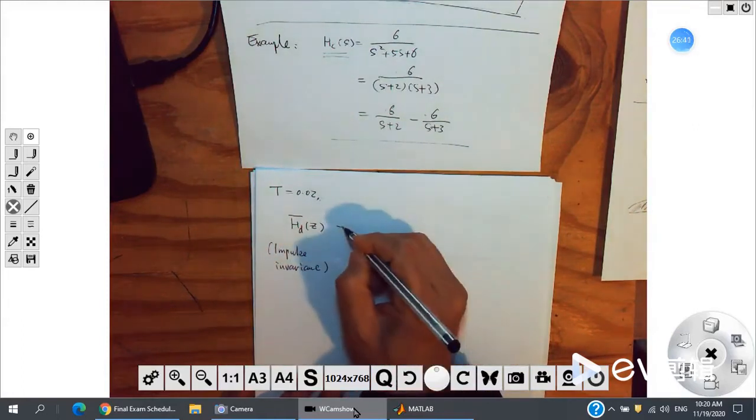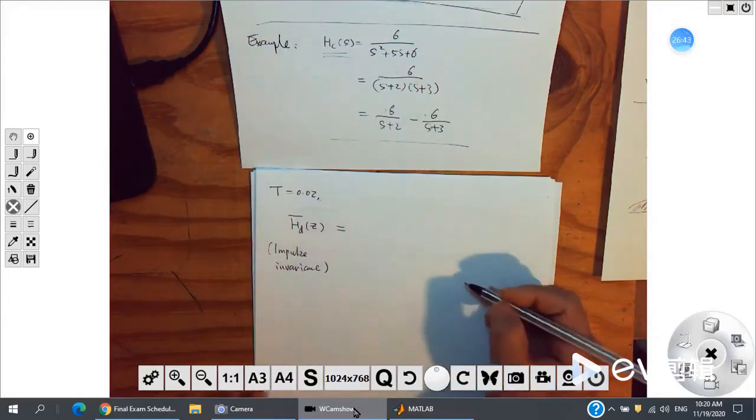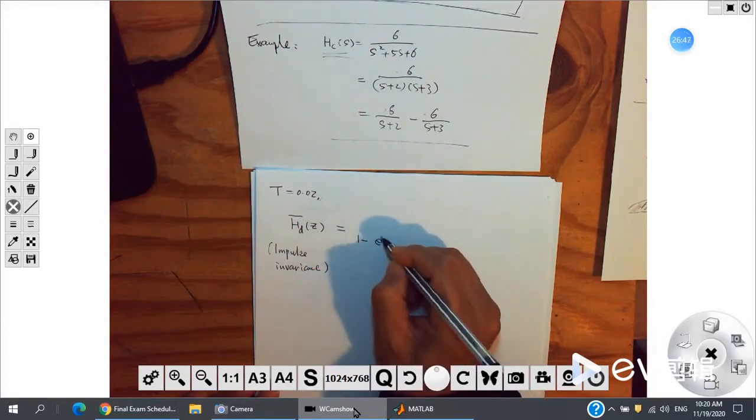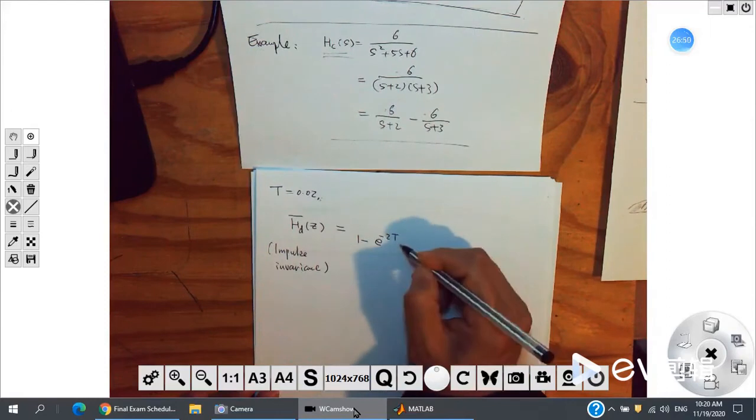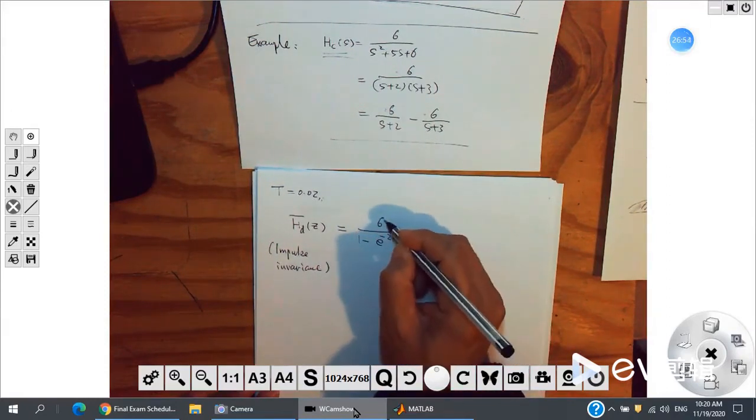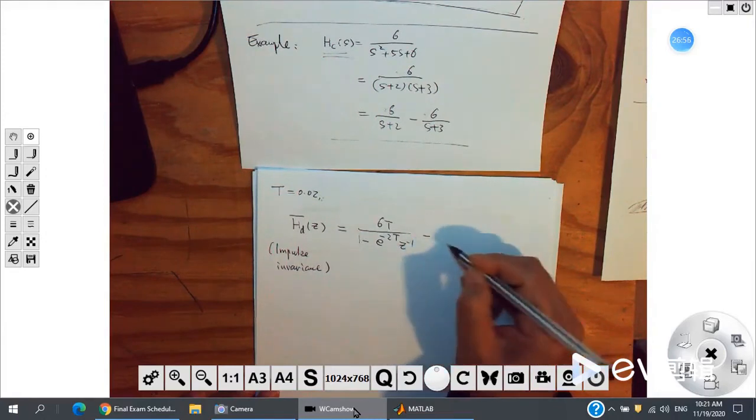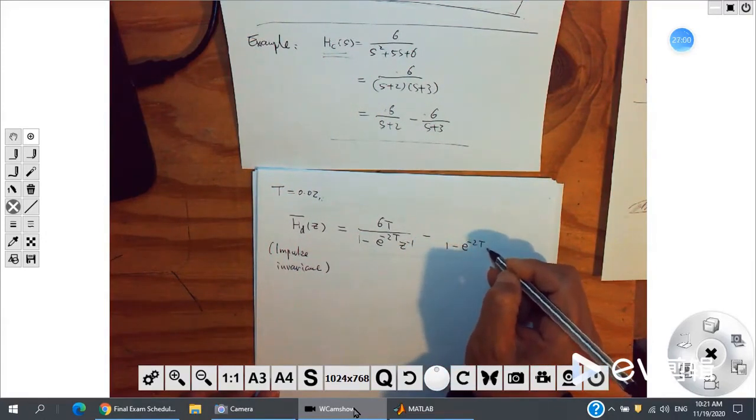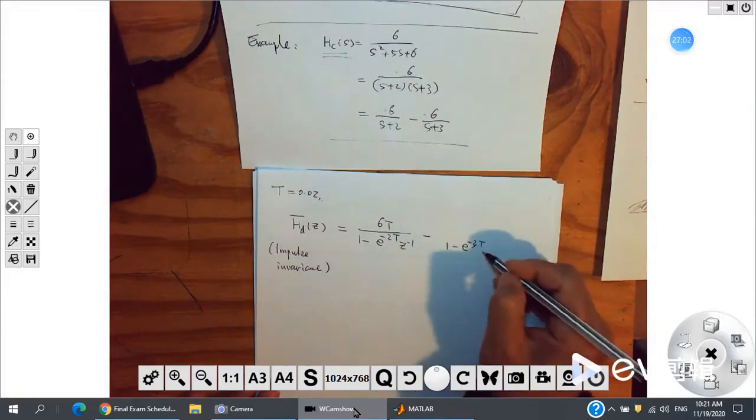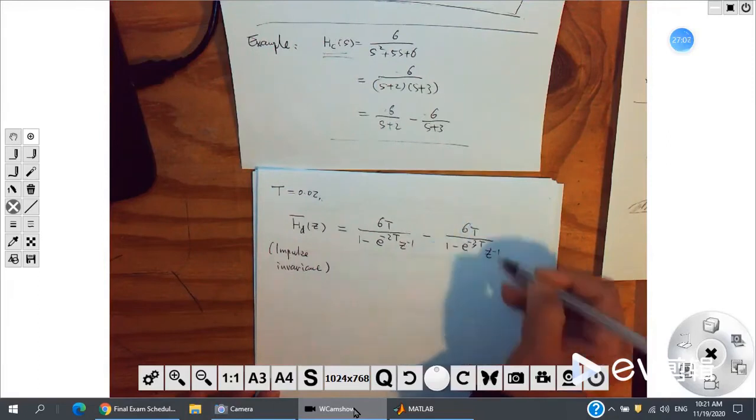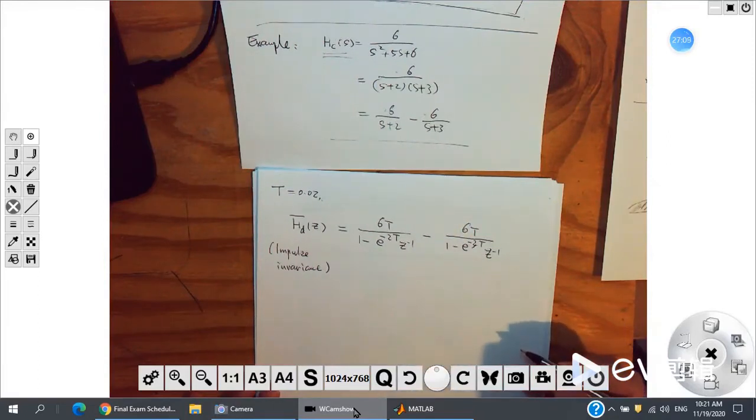This one will be equal to, we just replace s plus 2 by 1 minus e to the negative 2t, then z to negative 1. Here's 6 times t, and minus 1 minus e to the negative 3t, z to negative 1. Here's a 6t. The h bar of z just looks like this.